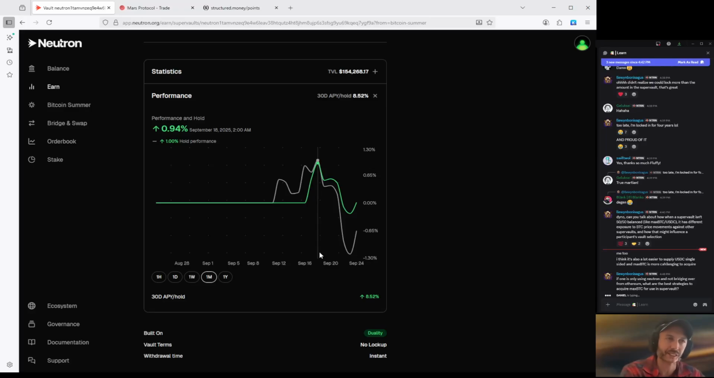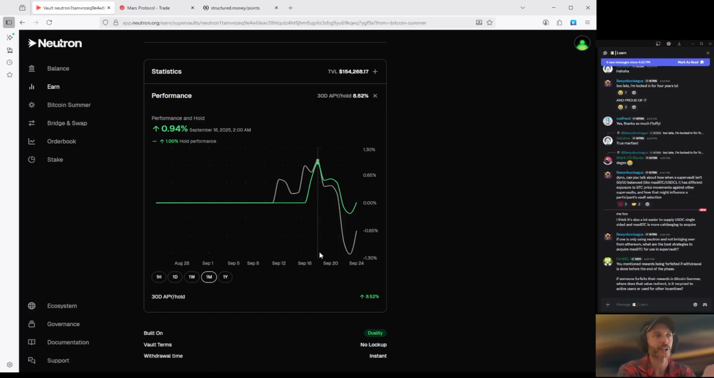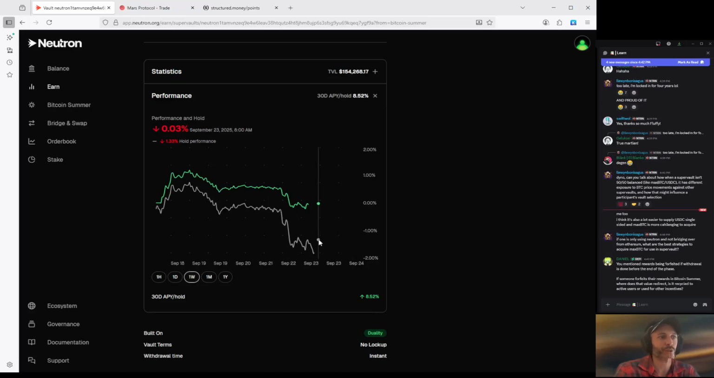Oftentimes it's not worth it to LP because you lose out to impermanent loss. So in this case, let's see over time, was it worth it for me to deposit, or should I have just sat on my bags and held 50% Bitcoin and 50% USDC? Obviously in this case, we're adding on a whole bunch of Neutron incentives and structured points, so those will not be considered in this graph. This graph is as if there were no external incentives added. And so far, the vault is outperforming holding. Let's see how it looks as we go into the future.